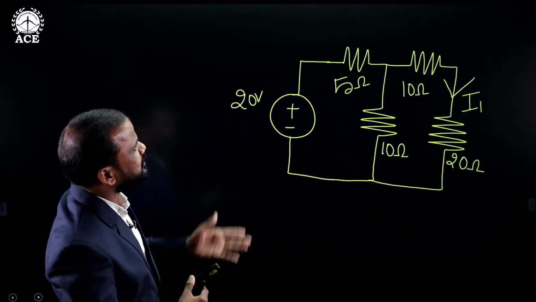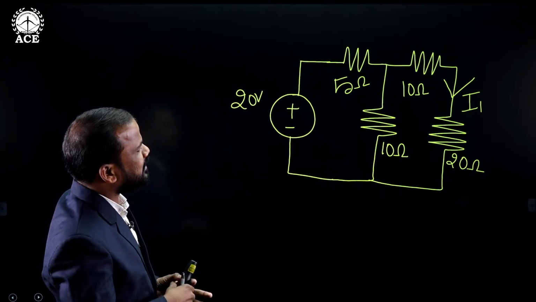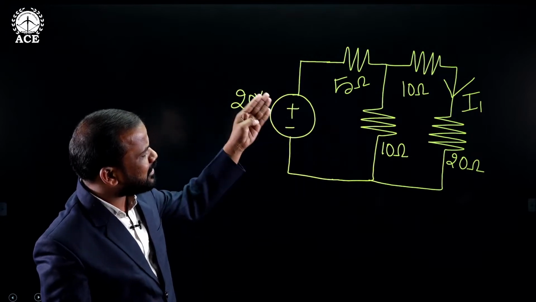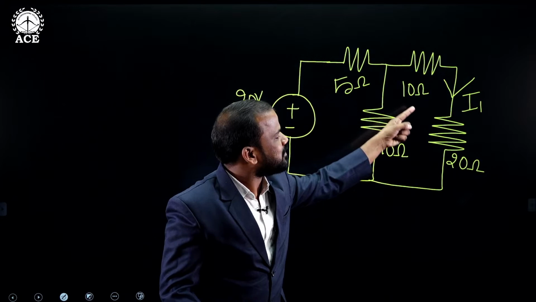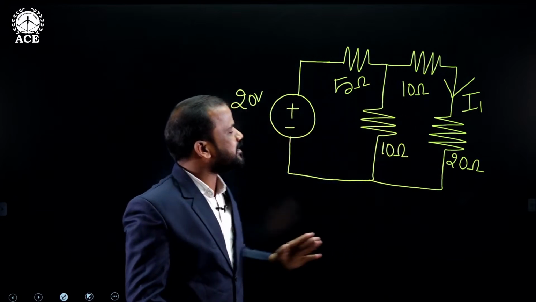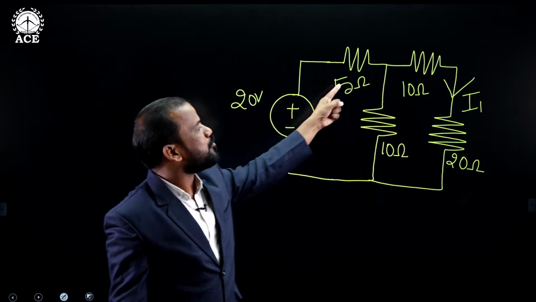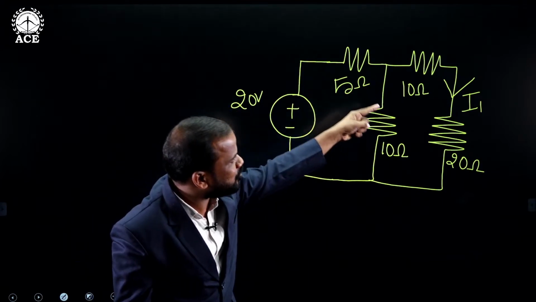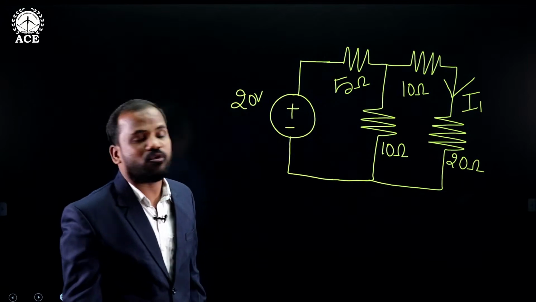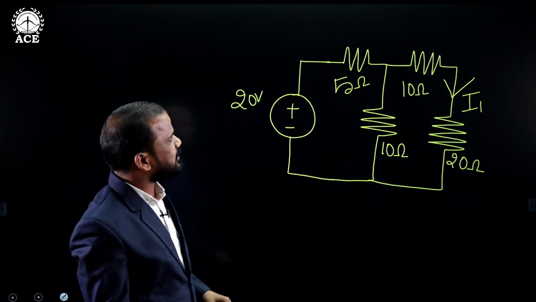Now see, this is a simple DC circuit. Our target is finding the value of current through the 20 ohms. You can see this particular 10 ohms and this 20 ohms are both connected in series. It means that the current entering the 10 ohm resistance is the same current flowing through the 20 ohm resistance.